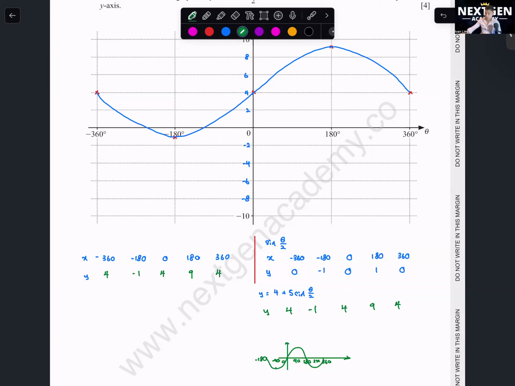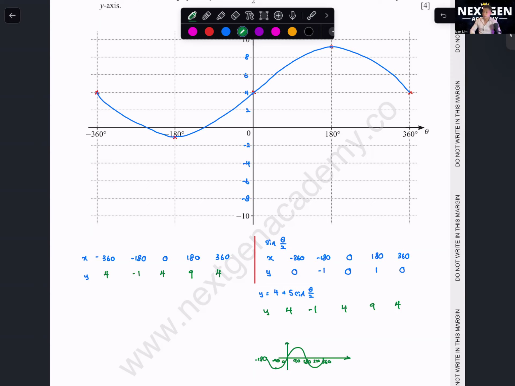You used a different method. What different method are you using? Anyone use any other different ways? Amplitude and period, also can. Very good. That means you draw according to understanding amplitude, period, and vertical translation. Also can. 360 over B, yeah? Okay, good, Jordan.